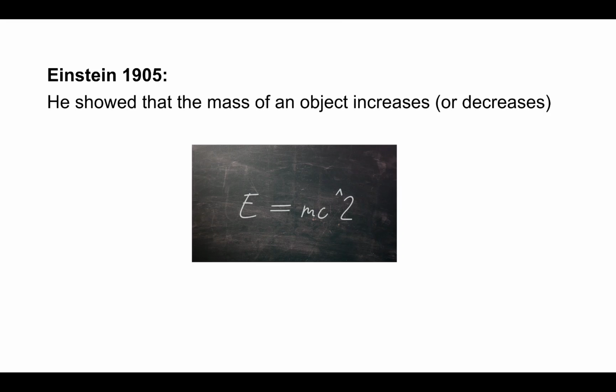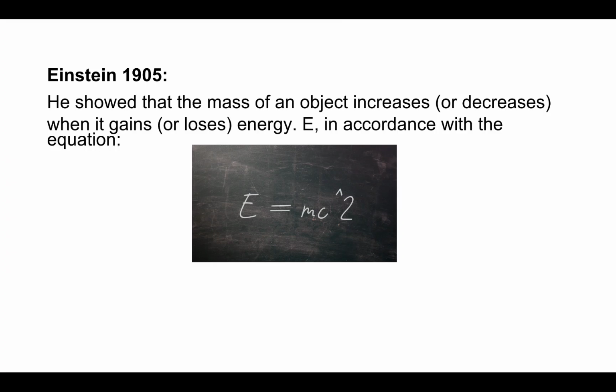So what he actually showed is that the mass of an object increases, or indeed decreases, when it gains or loses energy, which might sound a bit strange, but literally everything. So when there's conversions of energy, there's always changes in mass. What we'll do is some calculations in a minute to see how much the mass changes of everyday objects that undergo energy transfers. So the equation is really famous.